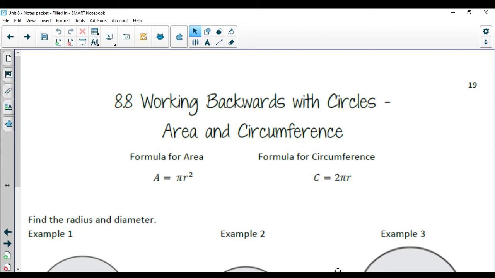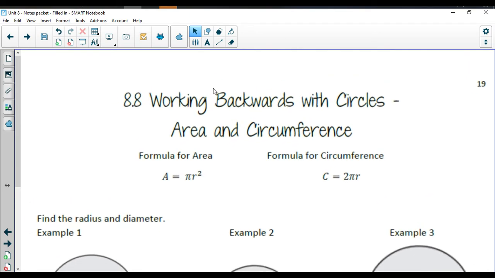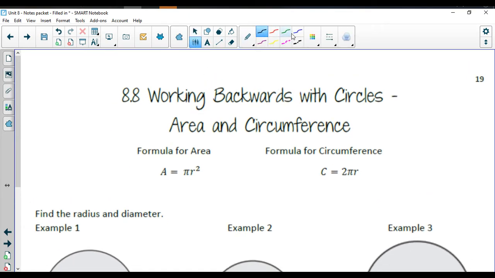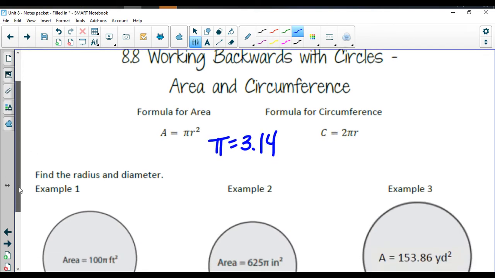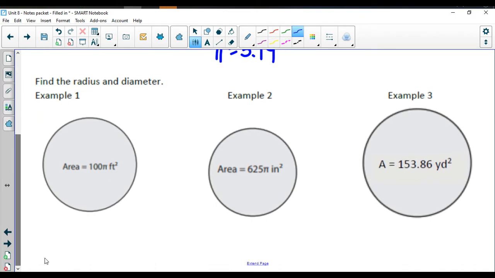All right, lesson 8.8, working backwards with circles. We're going to be talking about area and circumference again. Just to remind you, the formulas for area and circumference are up here on the top, so you can see those. We are going to be working with circles. We are going to be using pi, and remember, we're going to use pi as 3.14 for our purposes. So we're going to work backwards here today. We're going to find the radius and the diameter.